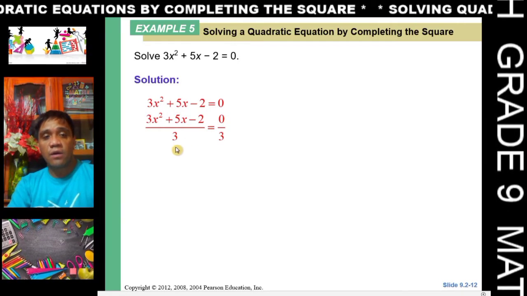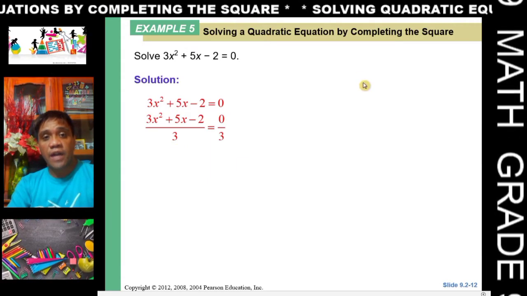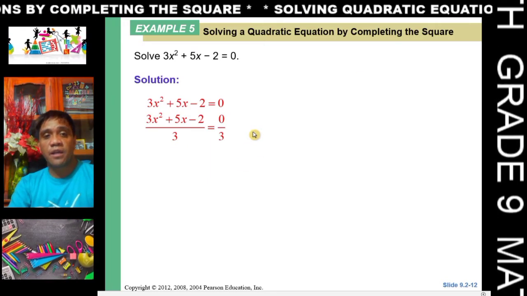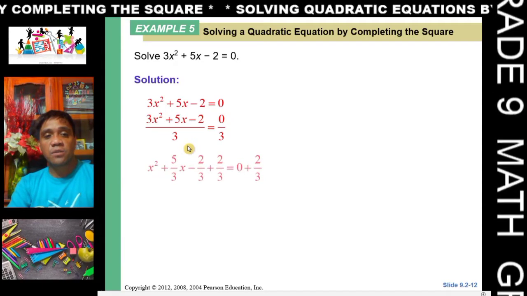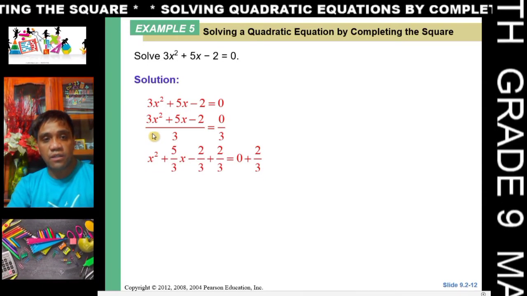So we now have 3x squared plus 5x minus 2 all over 3. On the other side is 0 over 3. Then after which, we have now 3 divided by 3, so x squared, because it is equivalent to 1.